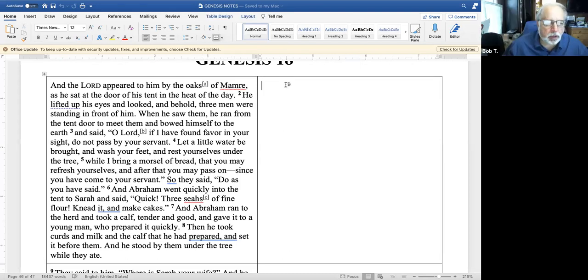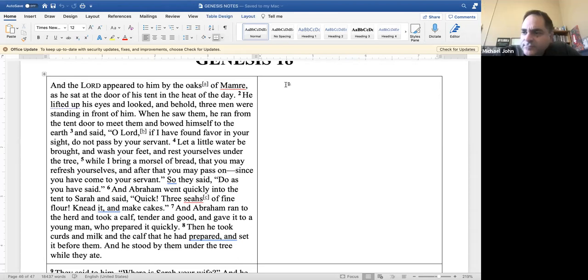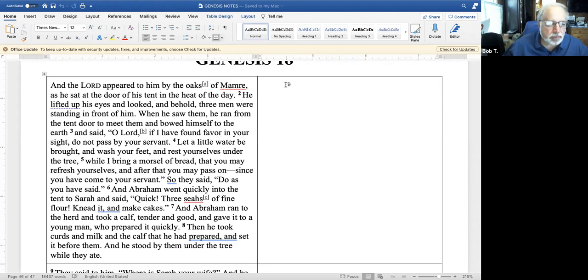And the Lord appeared to him by the oaks of Mamre as he sat at the door of his tent in the heat of the day. He lifted up his eyes and looked, and behold, three men were standing in front of him. When he saw them, he ran from the tent door to meet them and bowed himself to the earth and said, O Lord, if I have found favor in your sight, do not pass by your servant. Let a little water be brought and wash your feet and rest yourselves under the tree while I bring a morsel of bread that you may refresh yourselves, and after that you may pass on, since you have come to your servant. So they said, do as you have said.